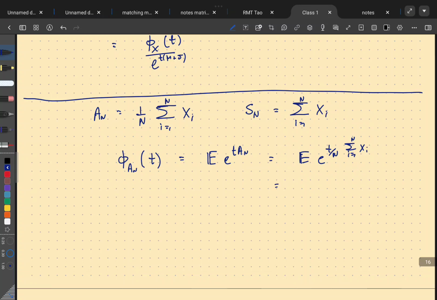We can send the expectation on top of the exponent. Why can't you do that? We can make it the expectation of e raised to t by n xi, and then the whole thing raised to n. Sure, let's go step by step. Firstly, I have the exponential of a sum, so I can write that as a product of exponentials. This is equal to the expectation of the product i equal to 1 to n of e raised to t by n xi.